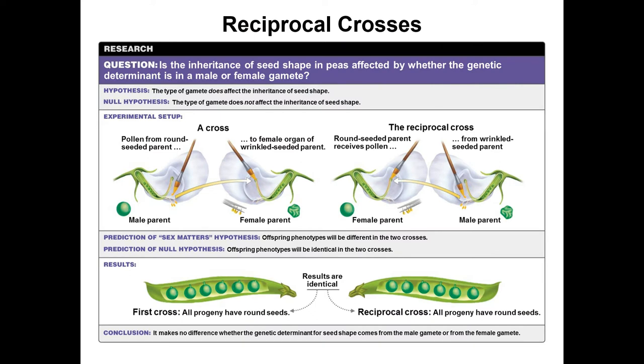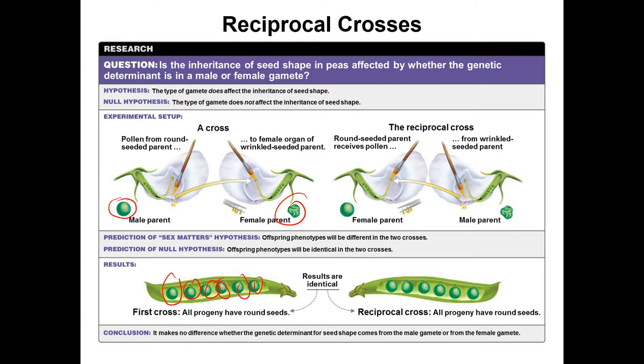So one of the questions that Mendel addressed was, is the inheritance of seed shape in peas affected by whether the genetic determinant is from a male or female? In other words, is the trait being passed on from the mom to the offspring or from the dad to the offspring in terms of a dominant or recessive allele? For one cross, your male has round seeds and your female has wrinkled seeds. Well, all the offspring in this case have round seeds.